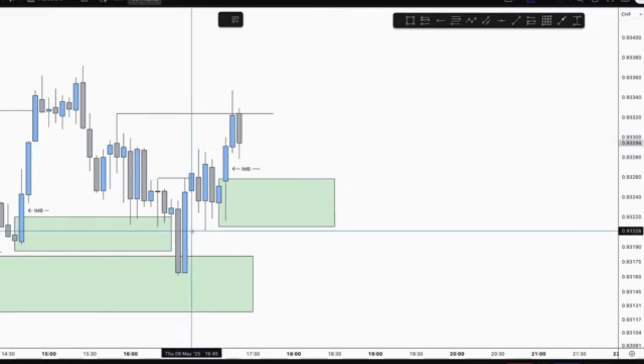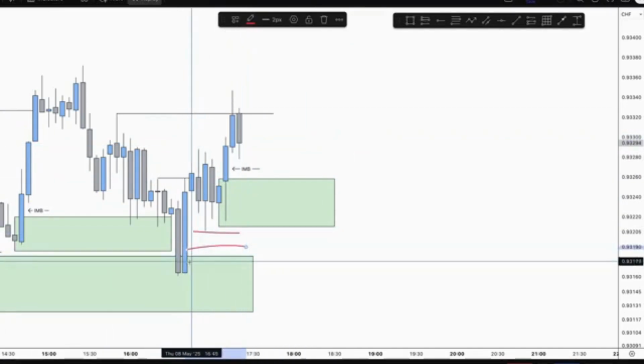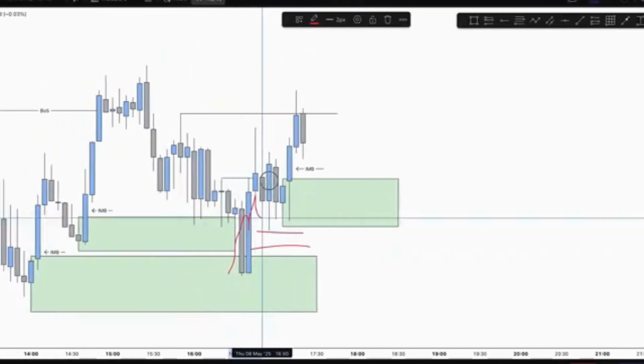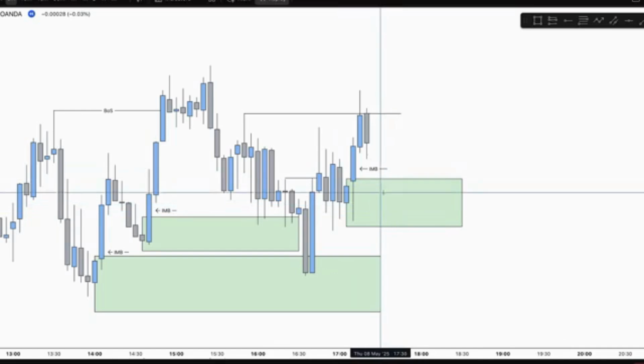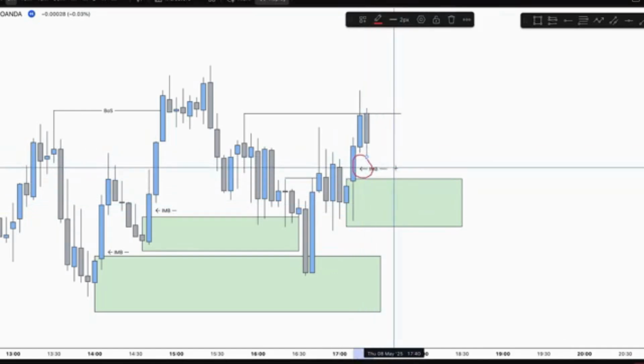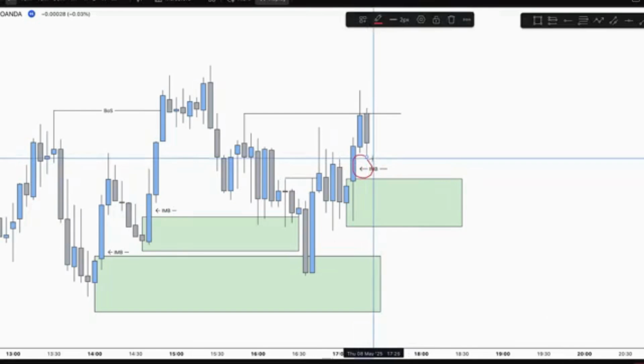And we look beneath, there is no imbalance down here. There is no area of demand down here. This again is an efficient range. So this here is the last inefficiency or the last imbalance left inside of this price move.